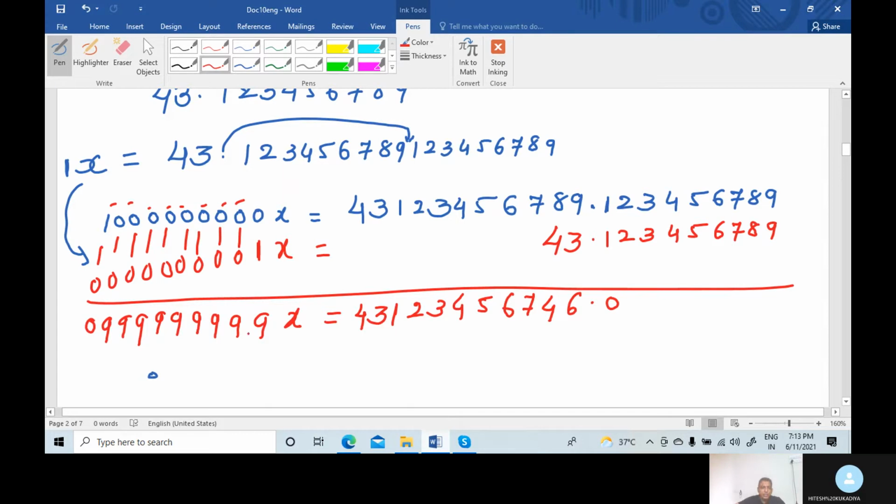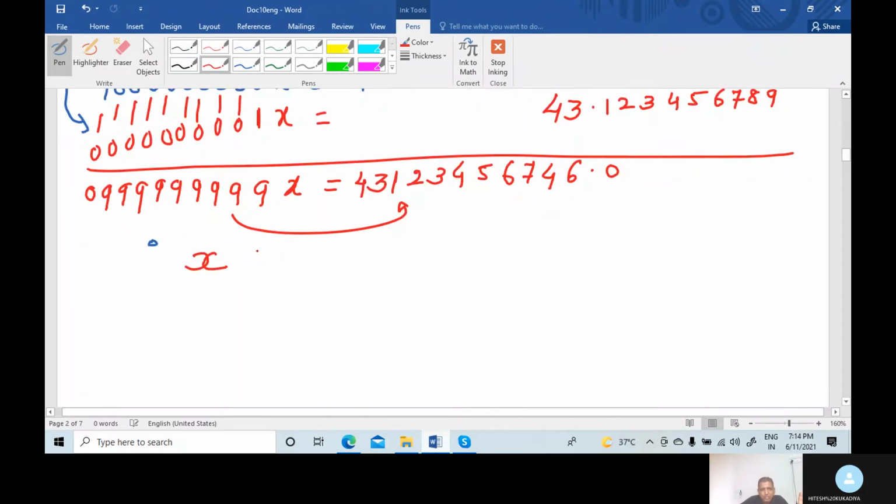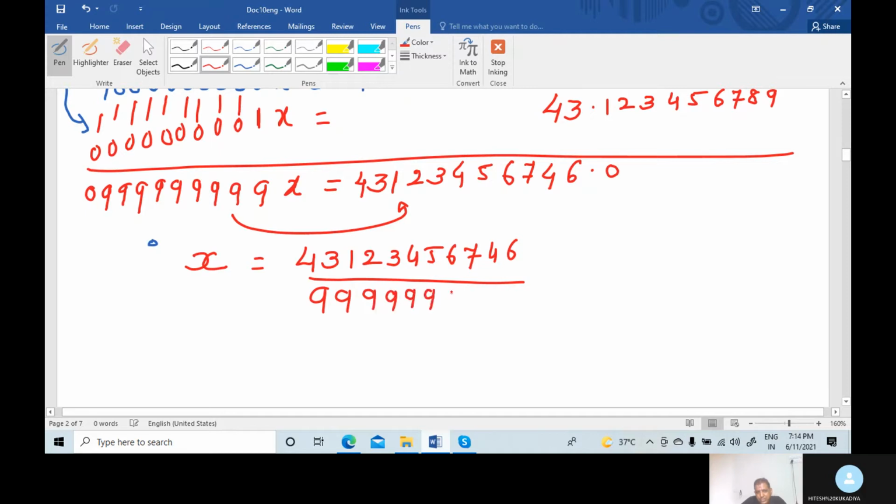Is that clear? Now you can convert it into simple P upon Q form, otherwise A upon B form. Right, now write this number in the denominator here. Here we discuss. So x equal to 4, 3, 1, 2, 3, 4, 5, 6, 7, 4, 6, divided by how many times 9? 1, 2, 3, 4, 5, 6, 7, 8, 9 times.